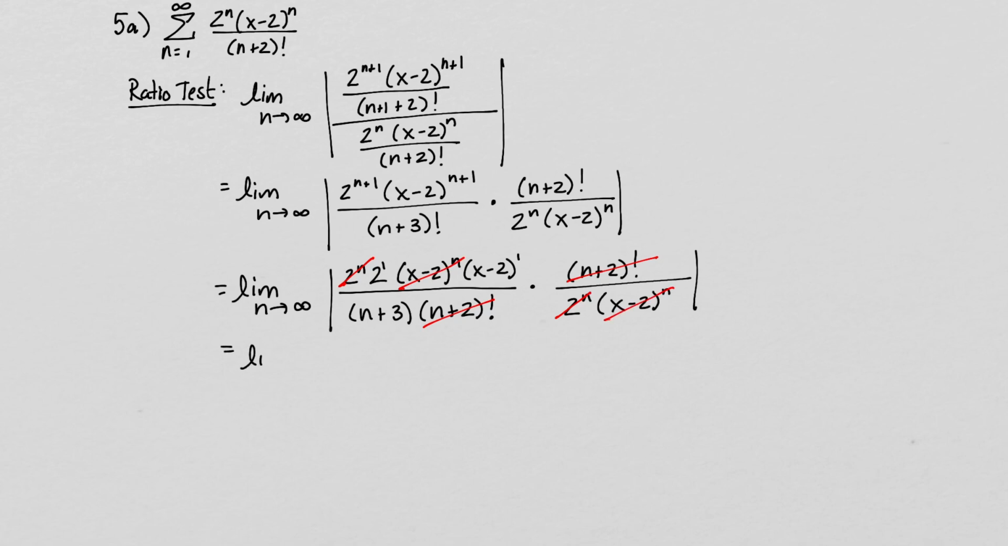And so we have the limit as n approaches infinity of, left on the top I have 2 times x minus 2, and on the bottom I have n plus 3. Are we okay with that? Or did I lose anybody at any of those algebra steps?